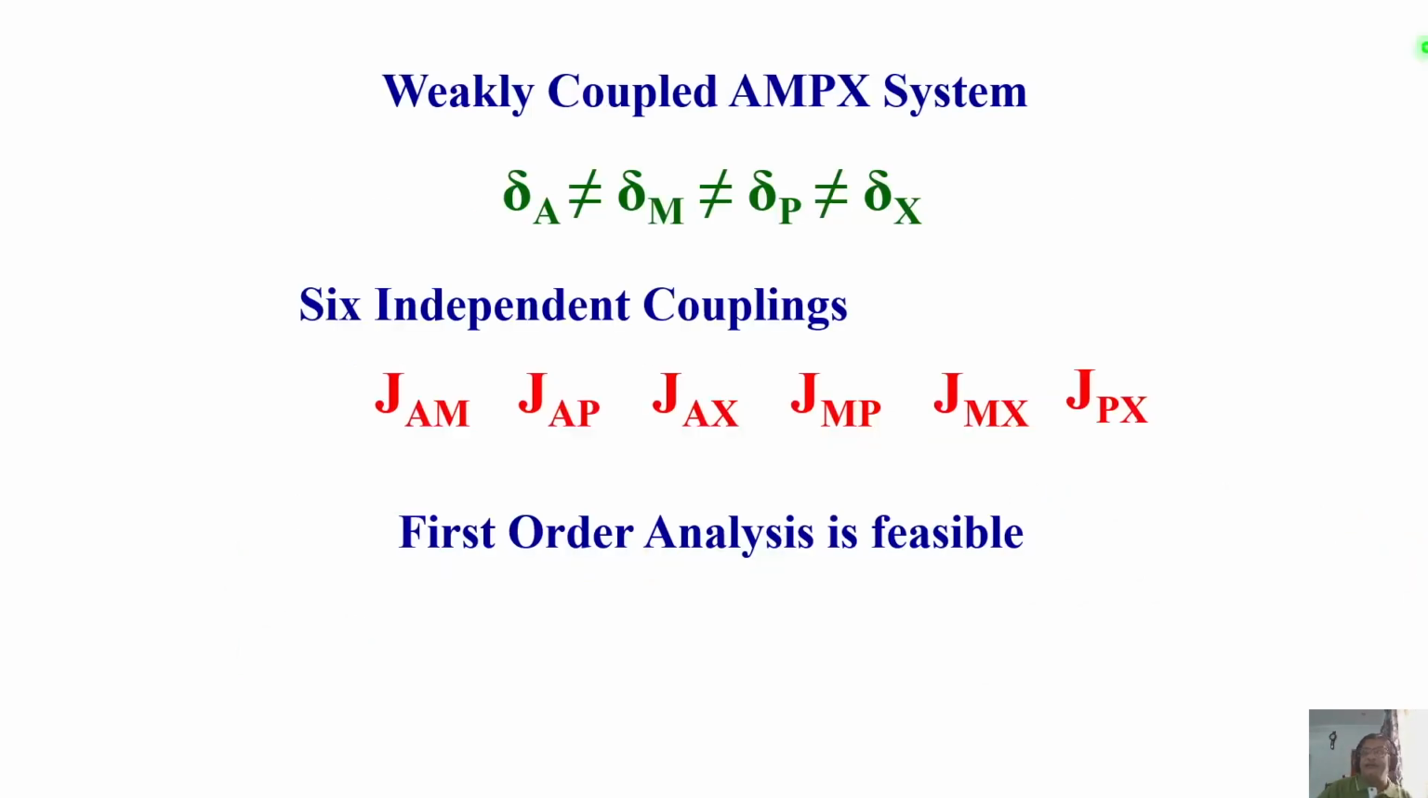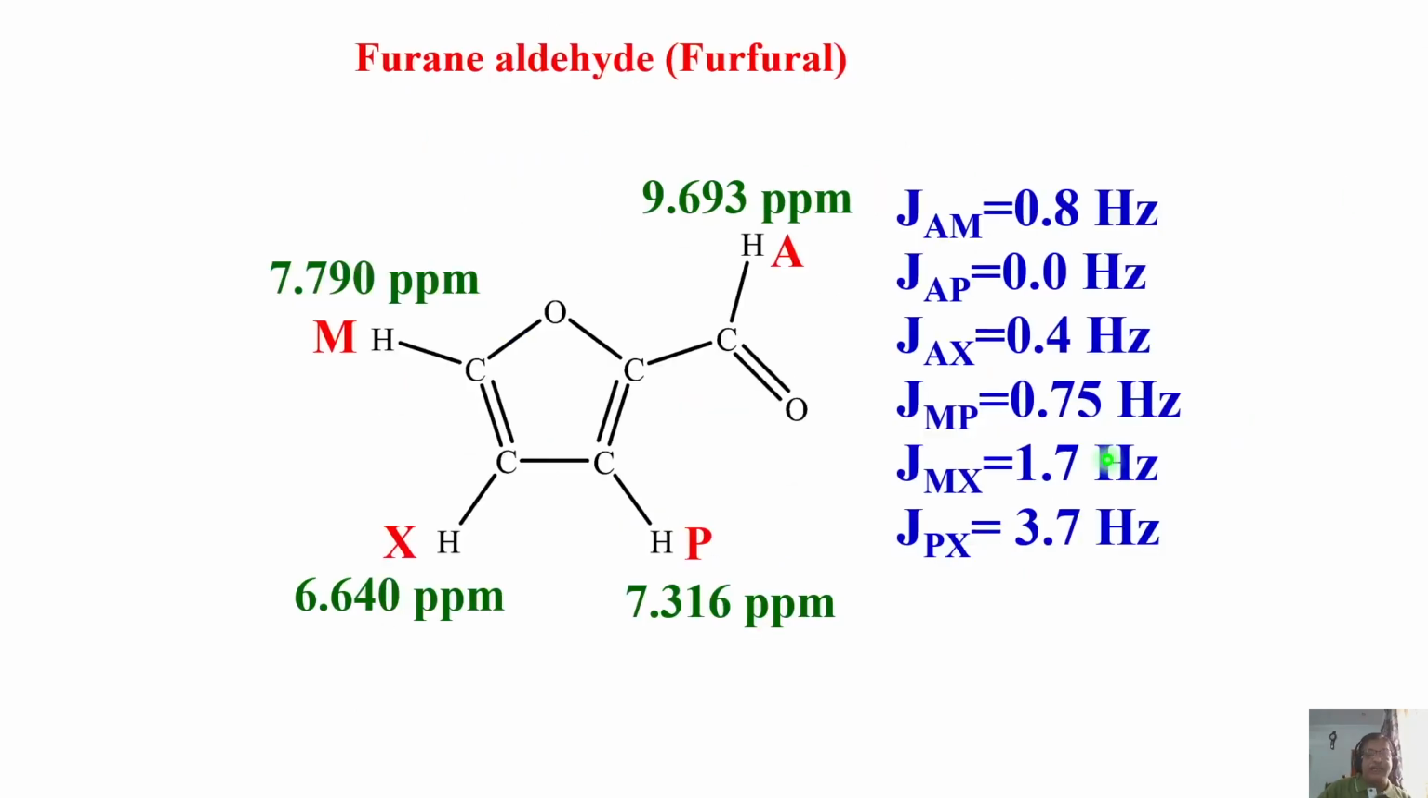So I'll take a simple example of AMPX before stopping. If all are weakly coupled spin systems, the chemical shifts of none of them are equal, they are all different. There are six couplings present, all are different. First order analysis you can do. Take a simple example of furan aldehyde, this molecule. I call it AM and PX.